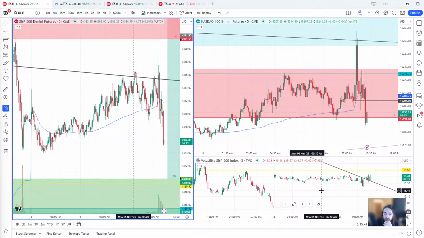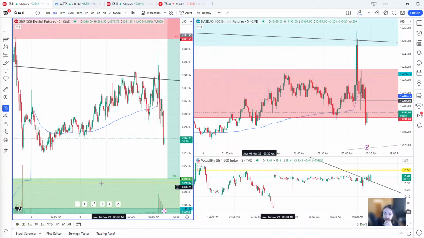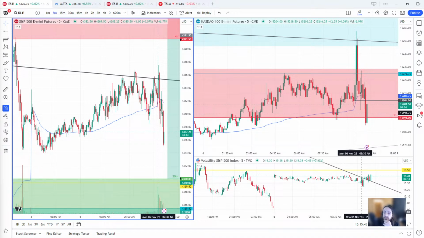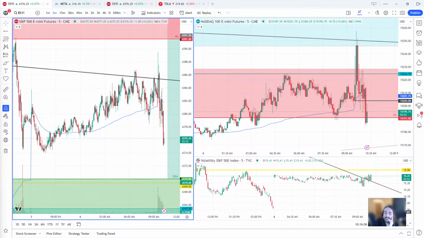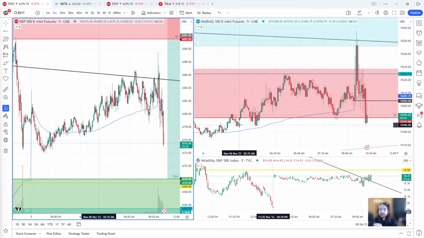VIX is having trouble making a new high of the day. Damn, look at that pop. Snapback. The dollar made a new high today and is pulling back a little right now. So that reflects exactly the last moves that we saw. Yeah, I'm gonna look for a short around 15,200 on Nasdaq.